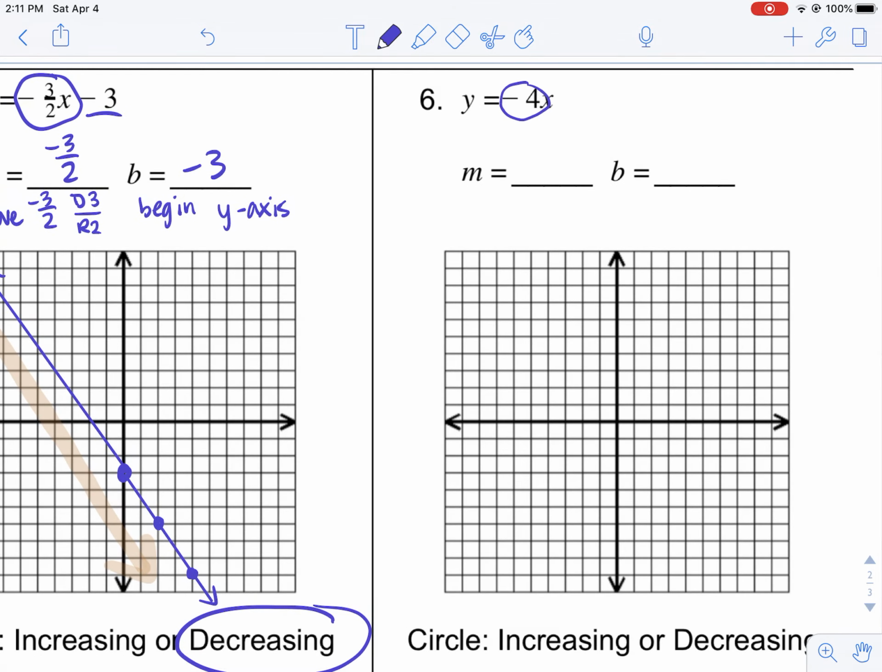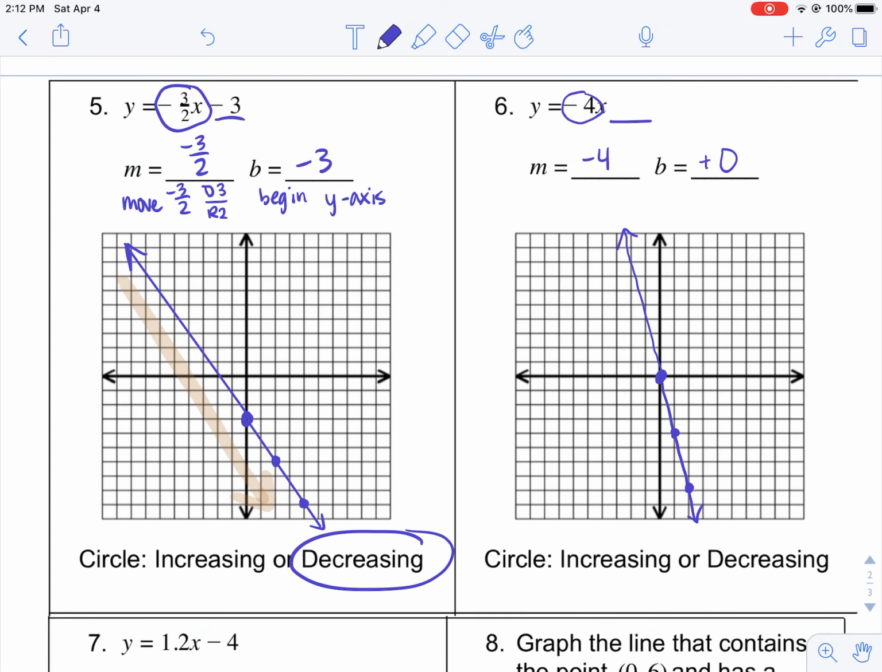Number 6, m is with x, so that's negative 4 plus b, so plus 0. So I'm going to begin at 0 and then move negative 4. So down 4, right 1, down 4, right 1. So I begin at 0 and then move down 4. This one, if I put a snowboard on the left side, it would be decreasing because it's going down the line.